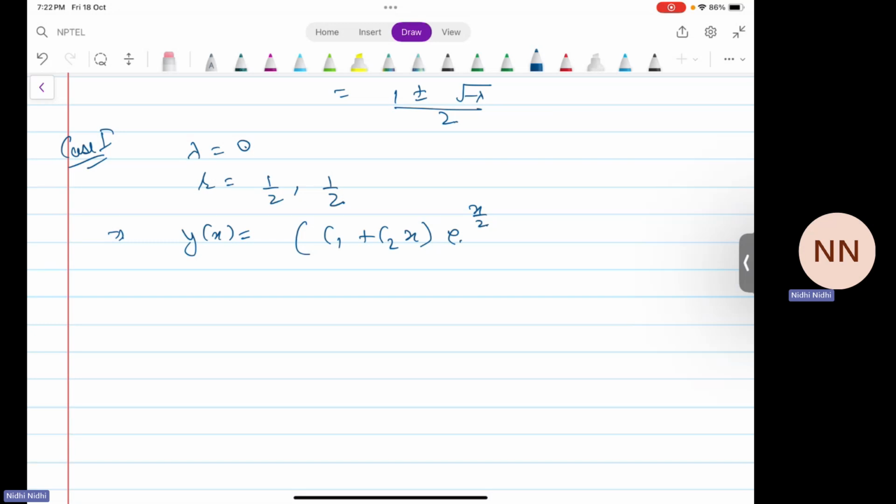Now we are given some boundary conditions. We have 0 equals y(0). y(0) is c1, that gives us c1 is 0. This gives us y(x) is just c2 x e to the power x/2. Also we have 0 equals y(1).